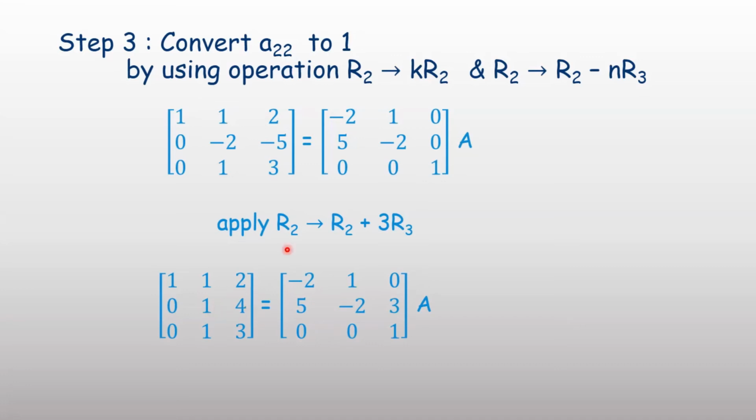Now calculate the remaining elements. R2 minus 3 R3, minus 5 plus 9 is 4. Again 5 plus 3 into 0, 5 written here. Minus 2 plus 3 into 0, minus 2. 0 plus 3 into 1 is 3. And step 3 is completed, meaning you are getting 1 here. Now next step, write the remaining two elements as 0.